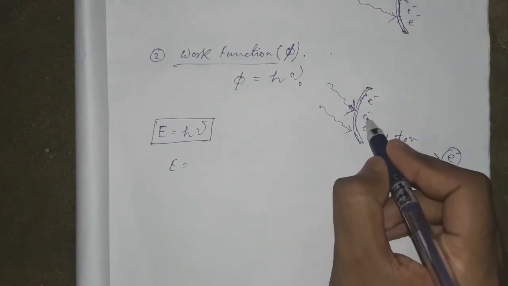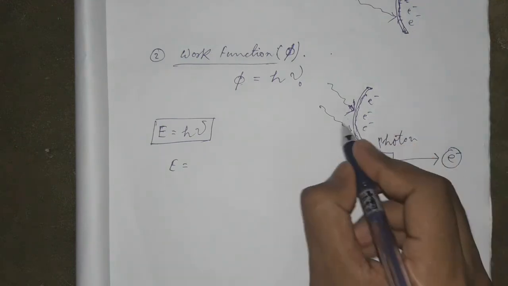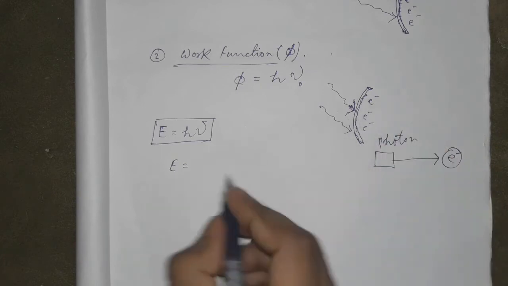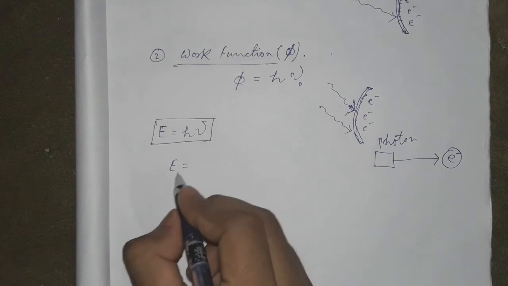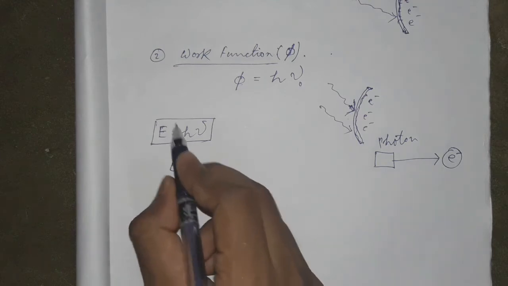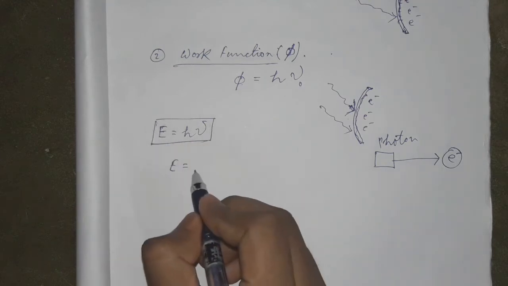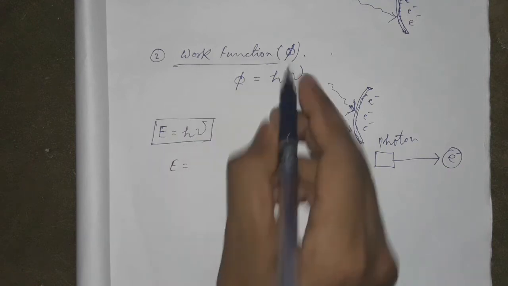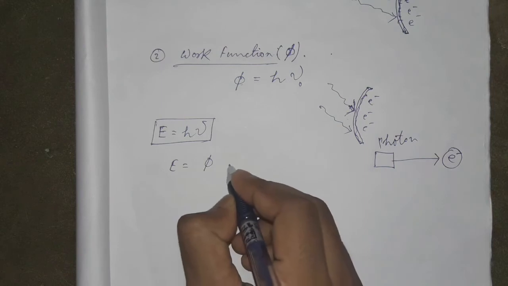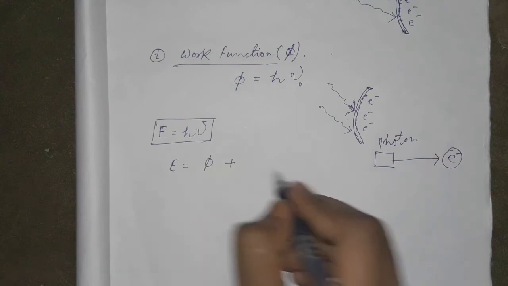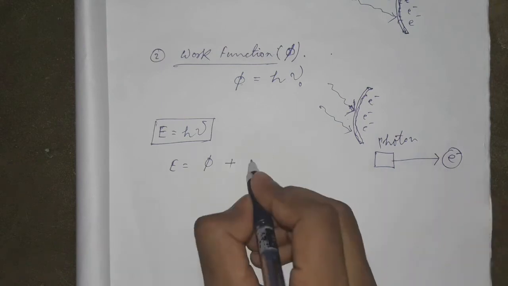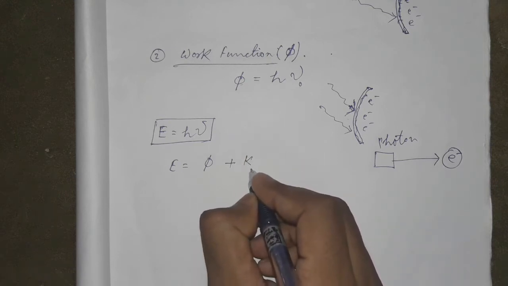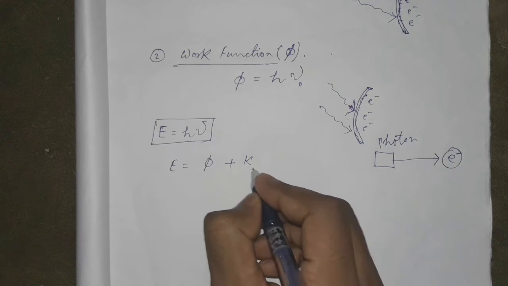An electron needs a minimum amount of energy to get removed from the metal surface, which is called the work function. So one part of this entire energy will be utilized as the work function, this is phi, and the remaining part of the energy will be utilized by this electron to give it kinetic energy.